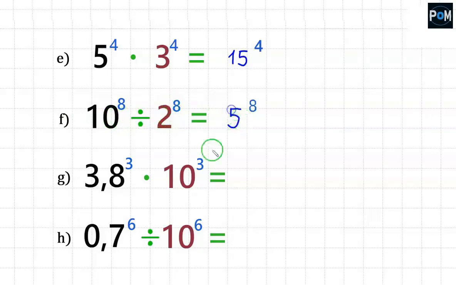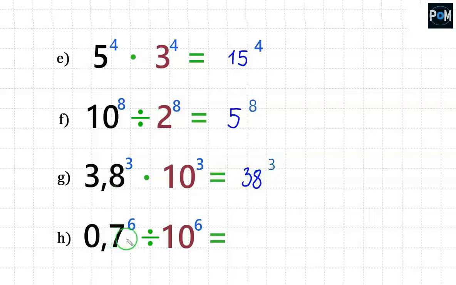In the example G, we have the same exponents again, which are these 3's. So this 3 also appears in the result. And with bases, we have to do what was done in example A. We multiplied 5 by 3. These two numbers, 3.8 and 10, we also need to multiply. Just a little refresher on fractions here. Multiplying a decimal fraction by 10 involves moving the decimal point one place to the right. Here we will get 38. 38 to the 3rd power.